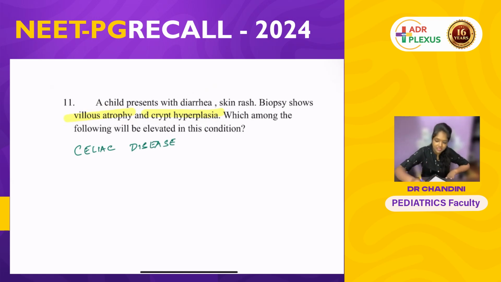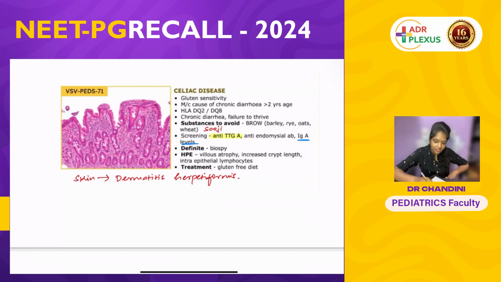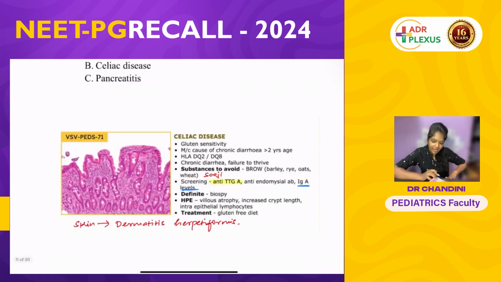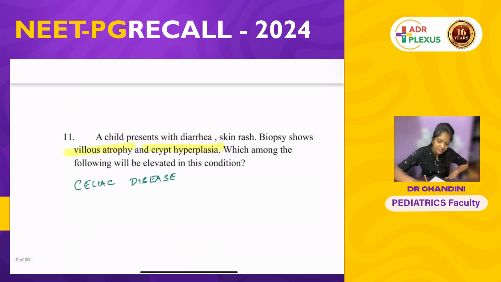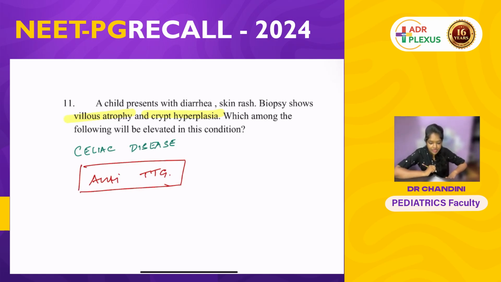So what is this skin rash? We also discussed it in BSV. What is the skin finding you see in celiac disease? It is called dermatitis herpetiformis. So this is what they have given in the question, dermatitis herpetiformis. So what is elevated in celiac disease? Anti-TTG. Anti-tissue transglutaminase antibody will be elevated in cases of celiac disease. So that is the answer for the first question.